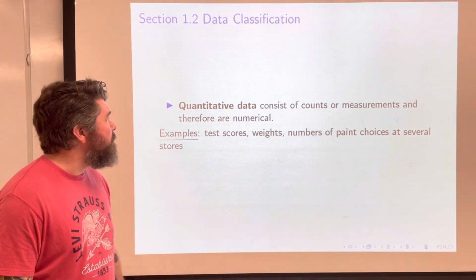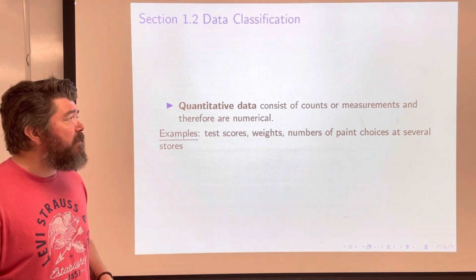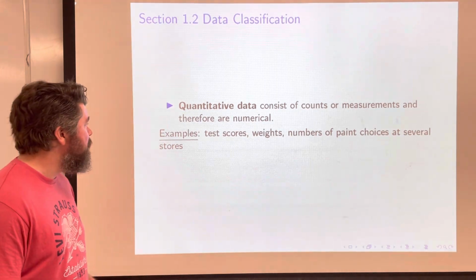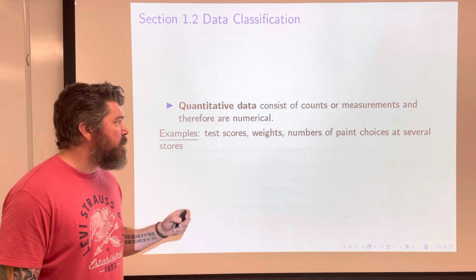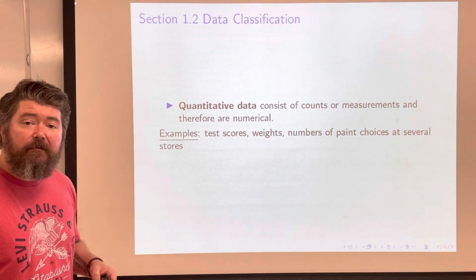Our next classification is quantitative data, and these data consist of counts or measurements and therefore are numerical. Some examples are test scores, weights, numbers of paint choices at several stores.